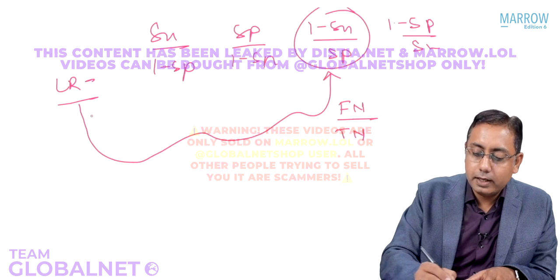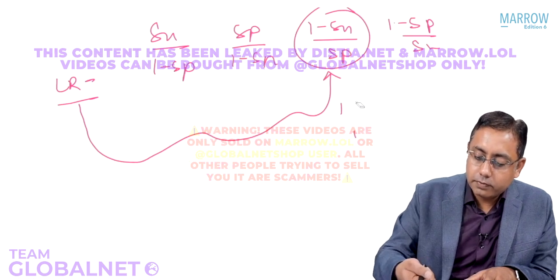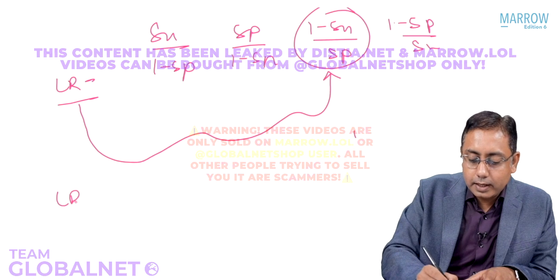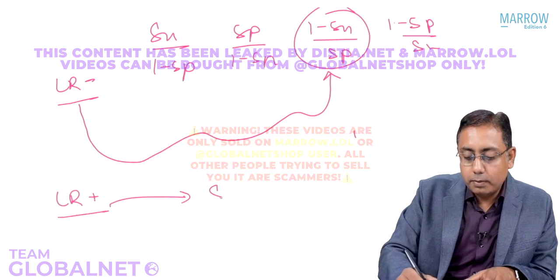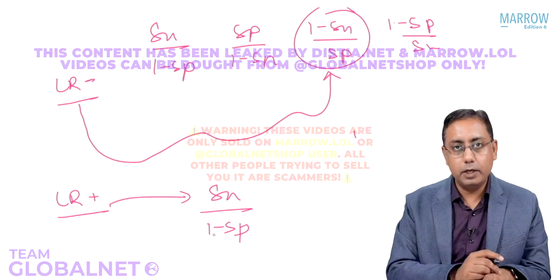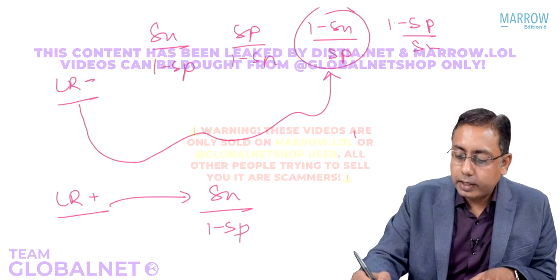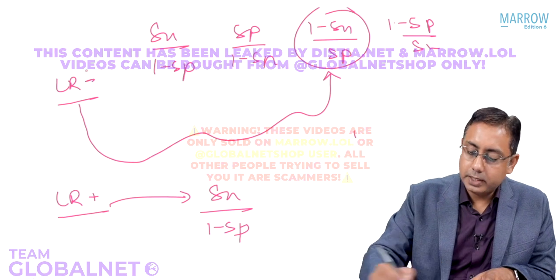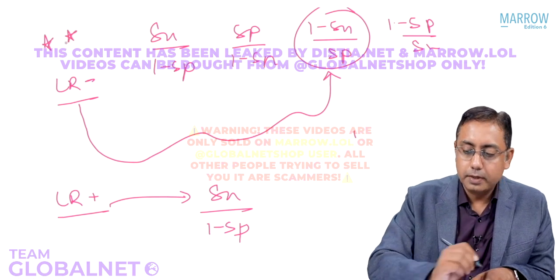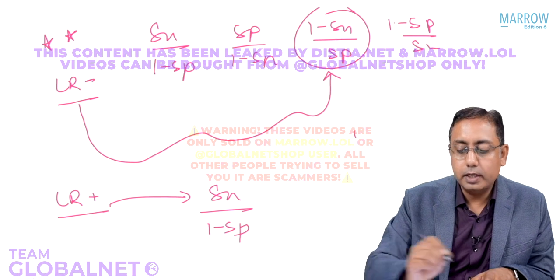Take home messages: likelihood ratio negative is 1 minus sensitivity over specificity, and likelihood ratio positive is given by the formula sensitivity over 1 minus specificity. Are we okay with this? Now, if you have understood this likelihood ratio, that is the take home message. This is an important slide for you. If you understand this, now let us move to the next topic.